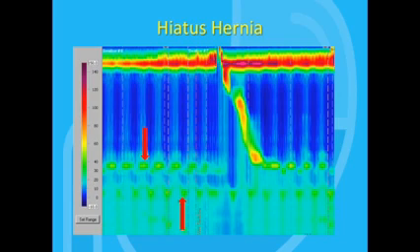In this tracing, you can see the upper green pressure band indicating the level of the LES, and below, another pressure band seen intermittently on inspiration as the diaphragm exerts pressure on the hernia. This is a classic picture of hiatus hernia.